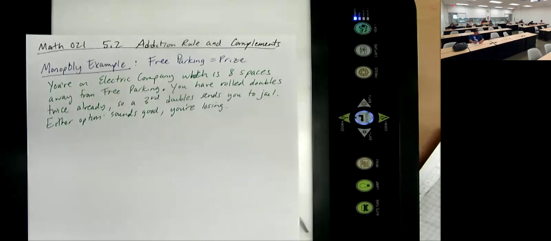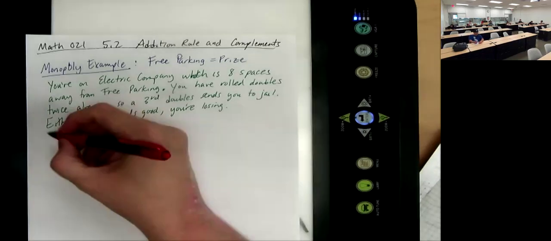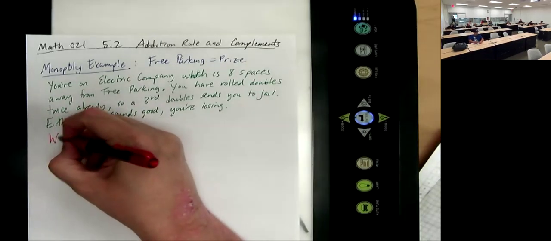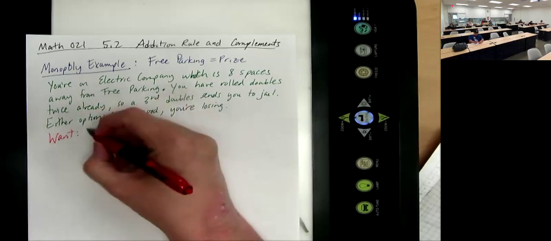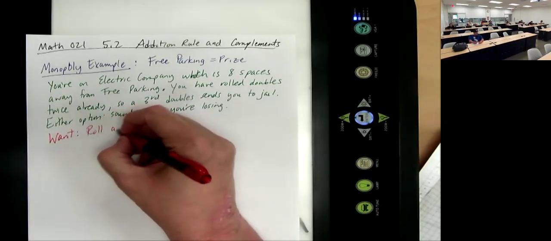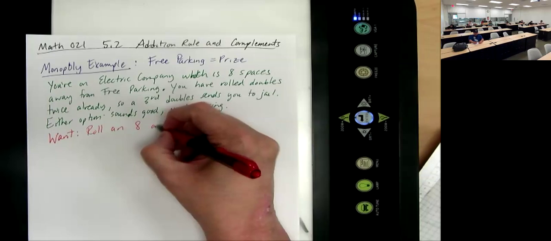And when you're losing, you do not want to be going around the board, landing on property to pay other people rent. You want them landing on your property and you sit in jail just nice and comfy. So you want to roll an 8 or roll doubles.